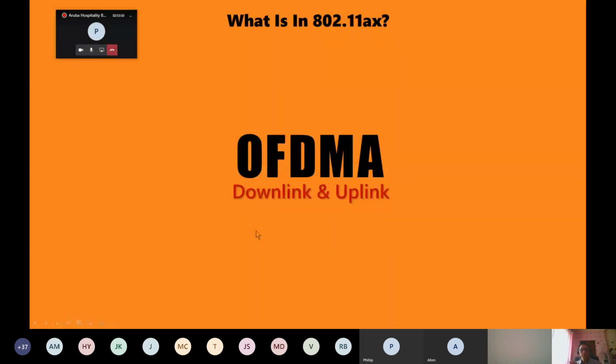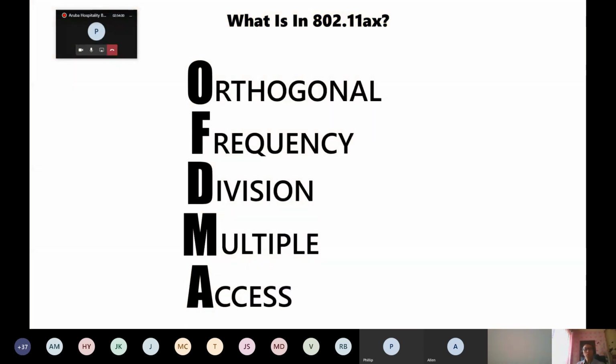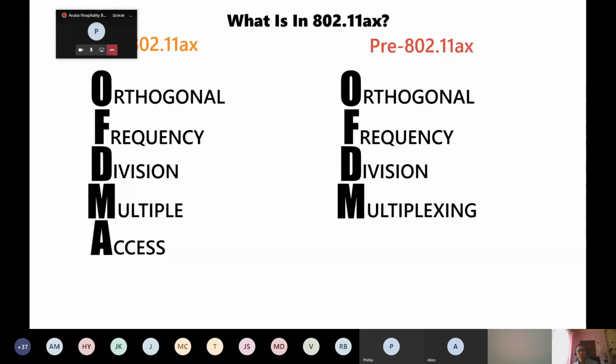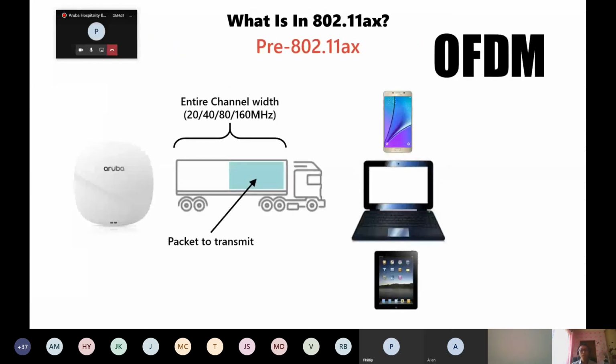One of the key technologies behind Wi-Fi 6, or 11AX, is this term called OFDMA. It stands for orthogonal frequency division multiple access. Big word. What is the difference with the old technology? The old technology is based on OFDM, which is orthogonal frequency division multiplexing. How can you understand the difference? I'll use this animation or picture to help you figure that out.